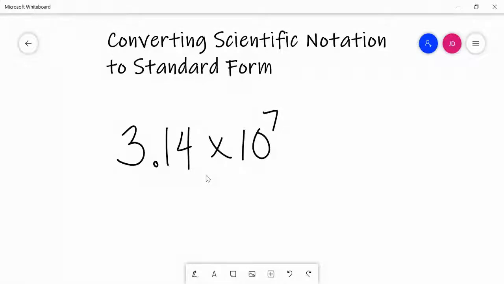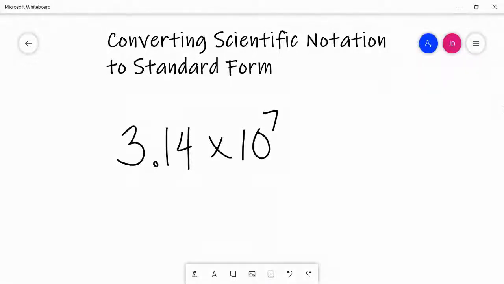In order to write this number, which is in scientific notation, into standard form, there are a couple of things you need to know and recognize. First of all, where is the decimal point? In this one, the decimal point is right here. And what is the exponent? The exponent tells you how many spots you move the decimal point in order to convert it into standard form. The power of 10 here, the 7, tells me I'm moving my decimal spot over 7 spots to the right.